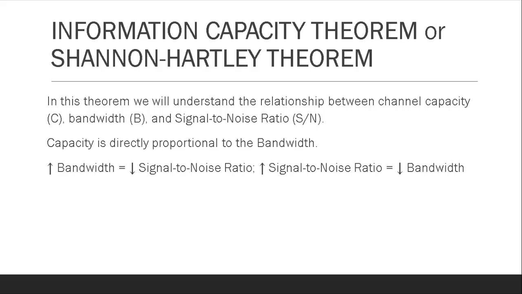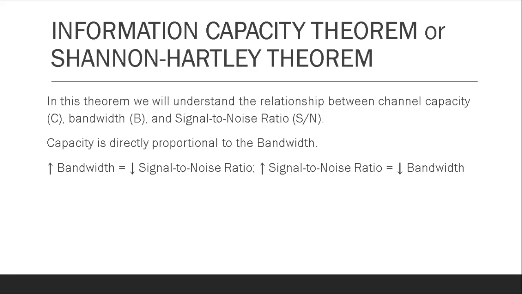In this theorem, we will understand the relationship between the channel capacity C, bandwidth B, and signal to noise ratio S over N. So it is the maximum rate of transmission of information through the channel with the units bits per second in this theorem.